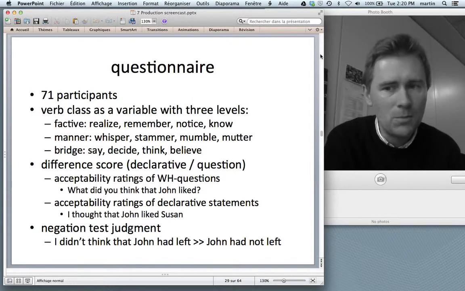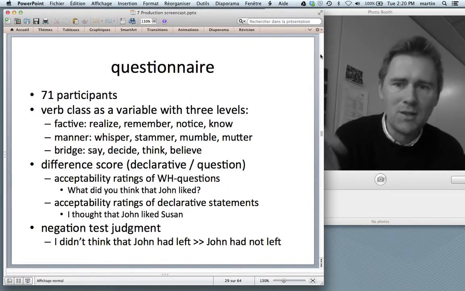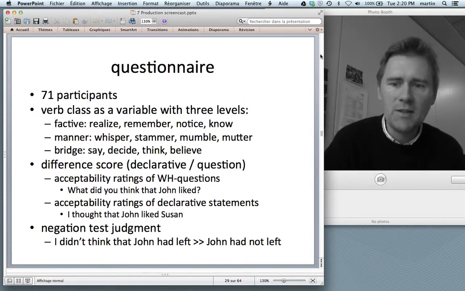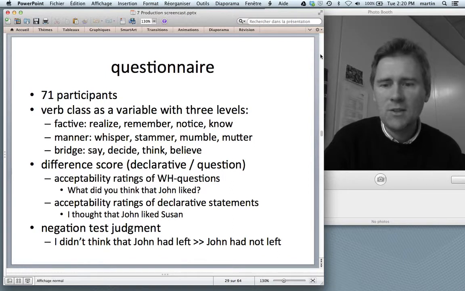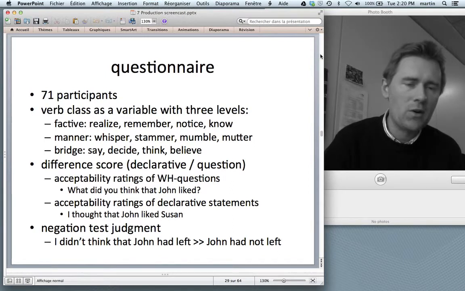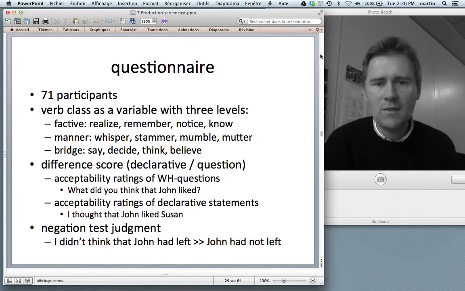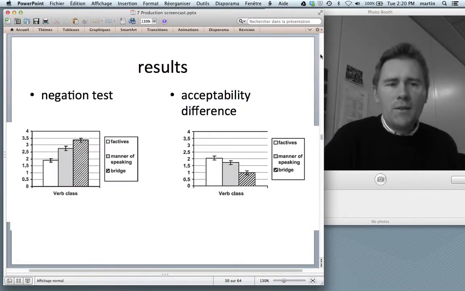Ambridge and Goldberg took the difference score. So the measures of declarative and question acceptability ratings and the negation test judgment, whether or not negation survives in this inference task. Right, and here are some results.